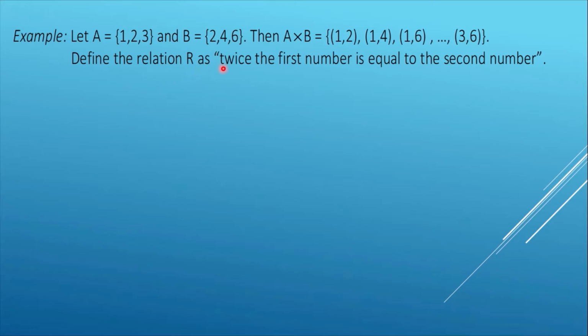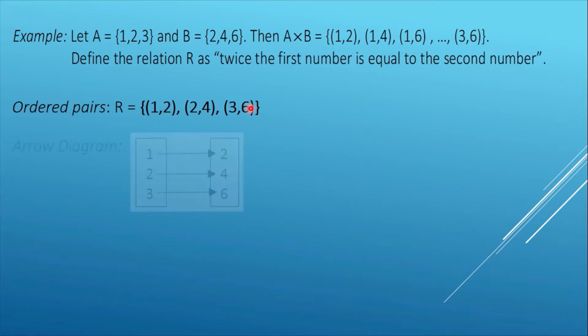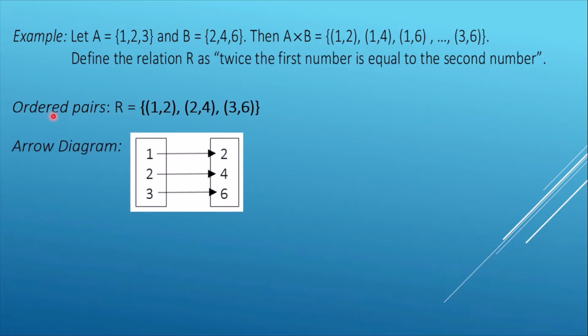Define the relation R as twice the first number is equal to the second number. Okay, so we have 1, 2, 2, 4, 3, 6. So that's in ordered pairs. Now notice 1 times 2 would be 2, 2 times 2 would be 4, 3 times 2 would be 6. And next, we can also show or represent this relation using the arrow diagram.